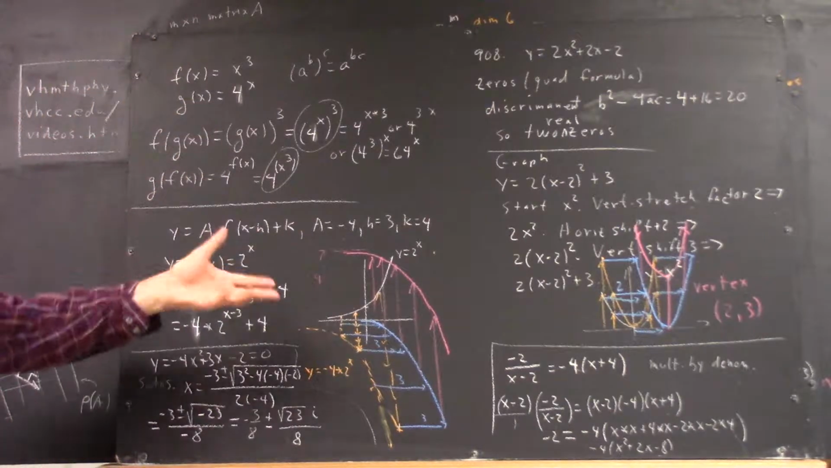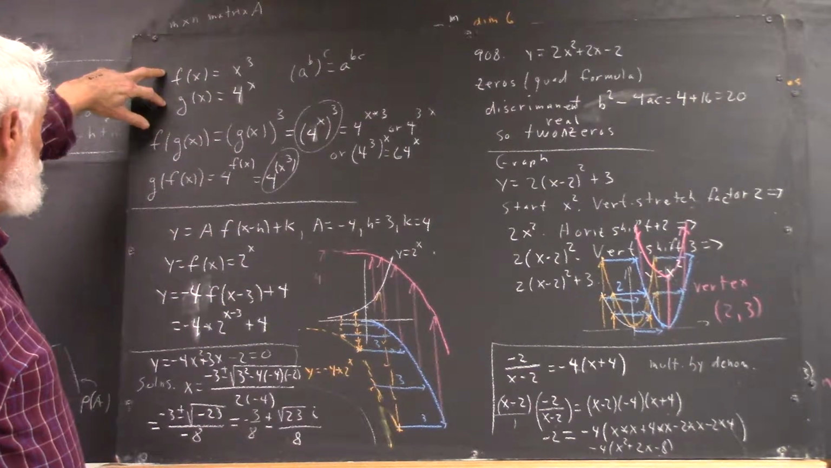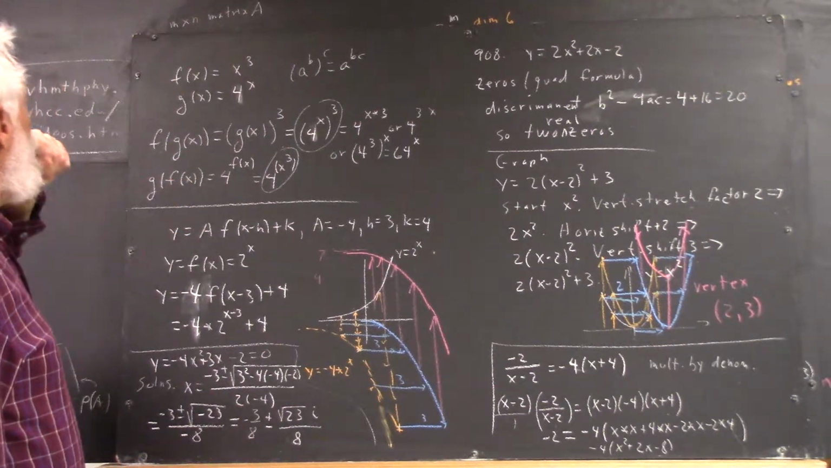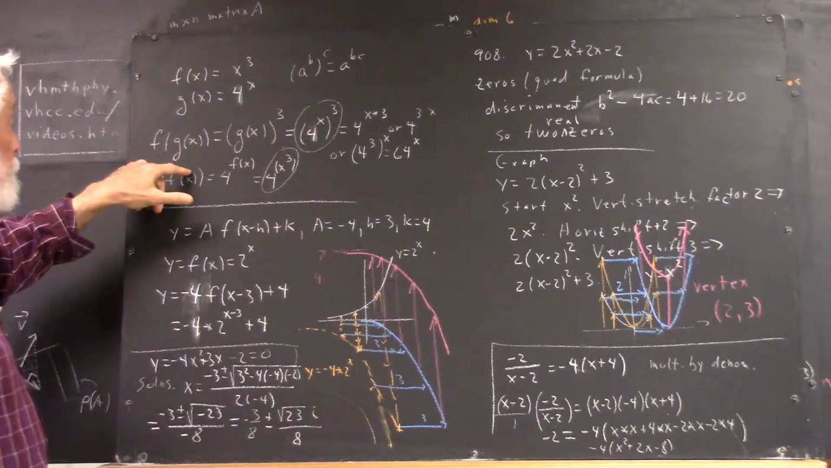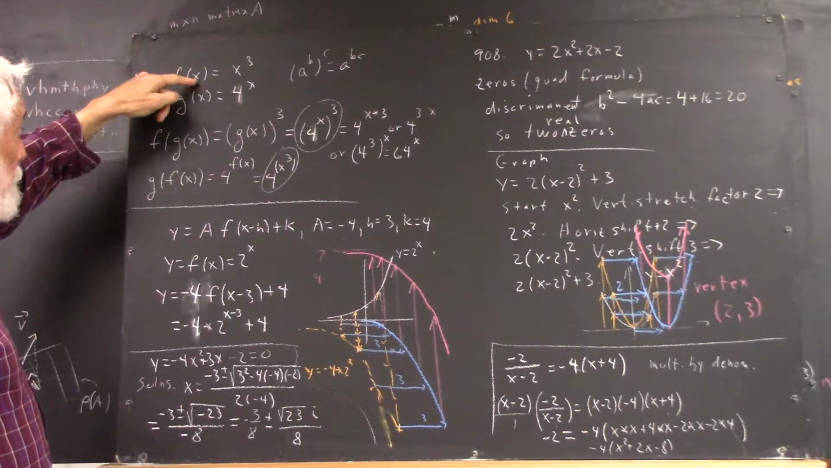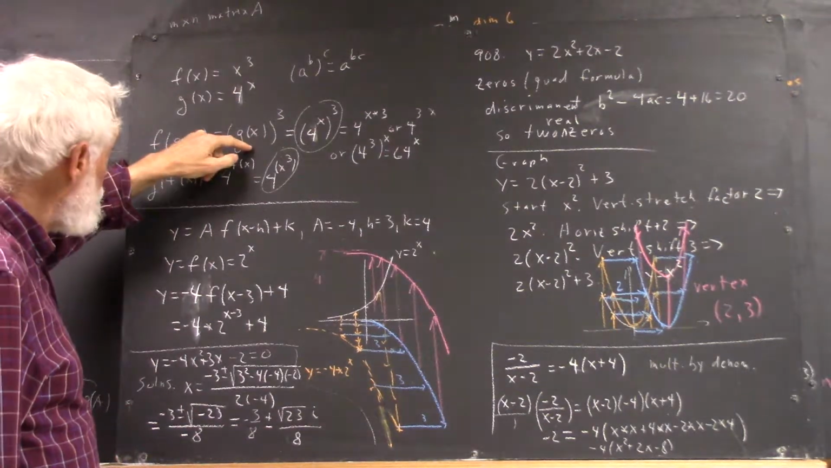Looking at some review problems. We've got functions f of x and g of x. We want to calculate f of g of x and g of f of x. Well, to get f of g of x, we go back to the f of x, and we replace x by g of x. So that this x gets replaced by g of x.